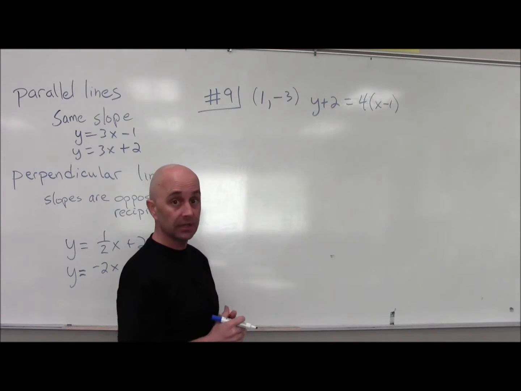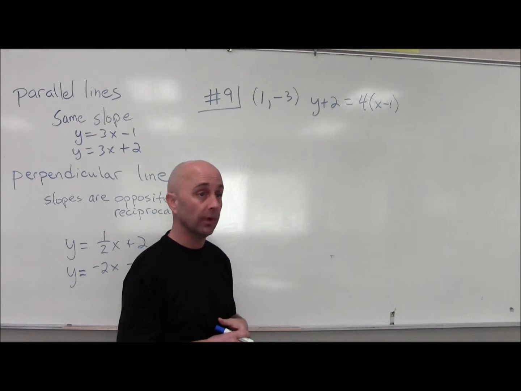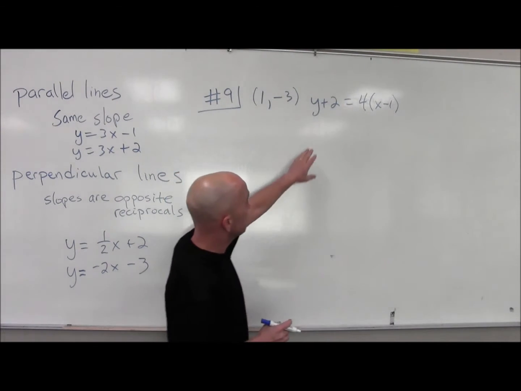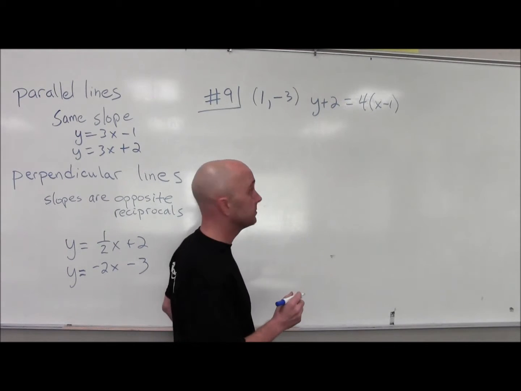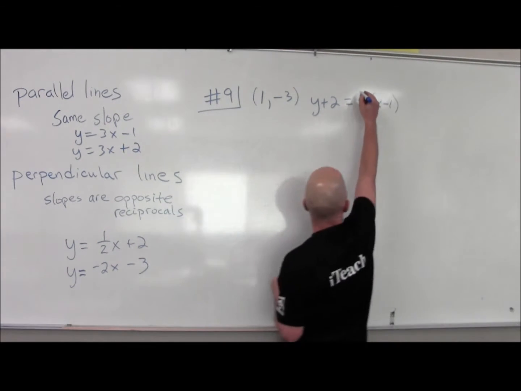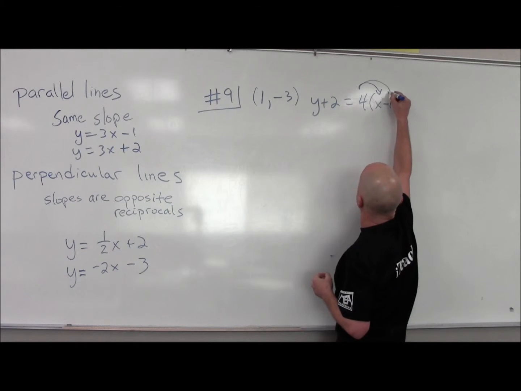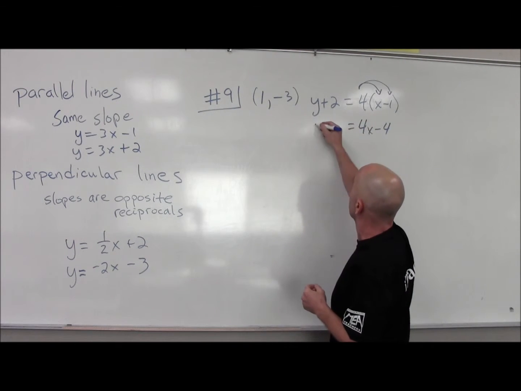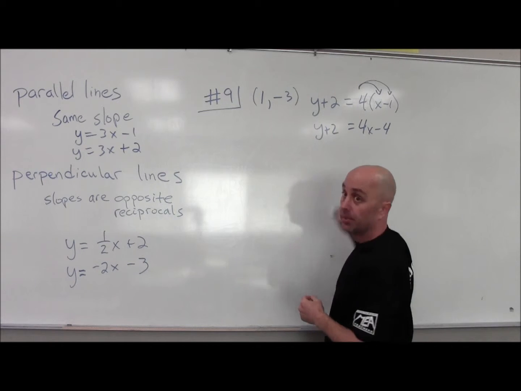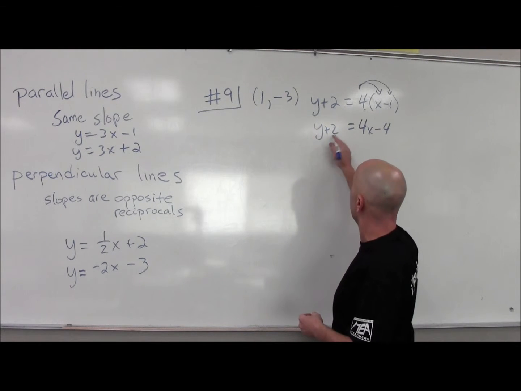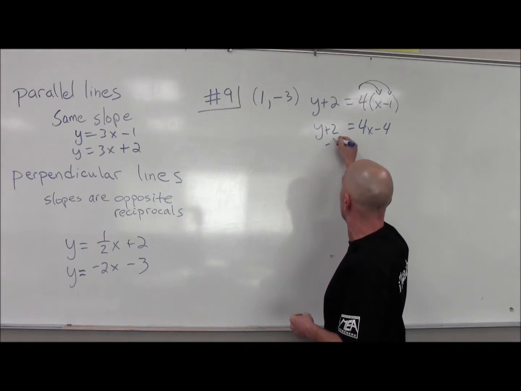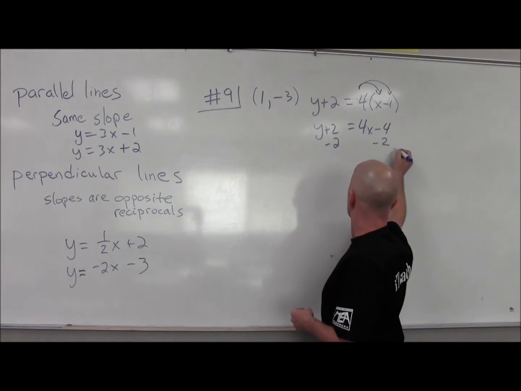So I'm going to change that into slope intercept to make it a little easier to work with. And that's just a preference, but it's going to work out nicely in this case. So what I'm going to do is get this into y equals mx plus b form. To do that, first I'm going to distribute the 4 and make this 4x minus 4. And this side will still be y plus 2. So to get y by itself over here, I'm going to need to add a -2 to both sides.